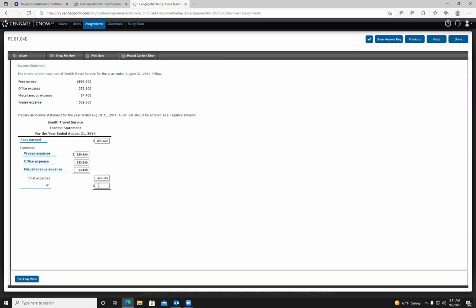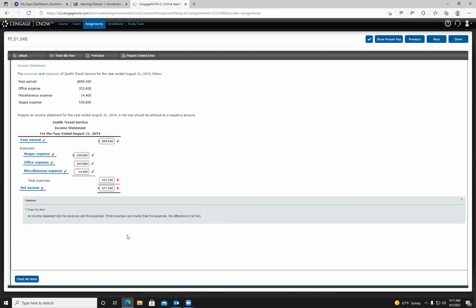All right, so if we look here, the first thing we're going to do is, did our expenses exceed our revenue, or did our revenue exceed our expenses? In this situation, our revenue exceeded our expenses. So we will have a net income. So all we do here is we just take the difference between our total expenses and our total revenue. And that should be 477,500. We did our math right.